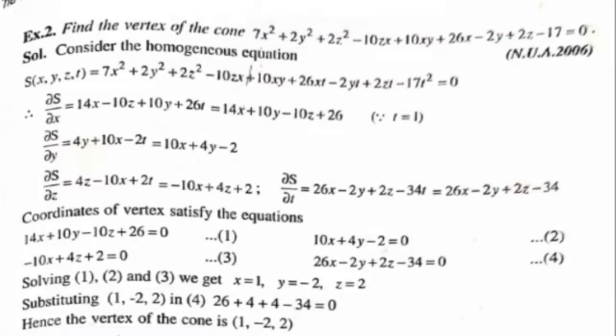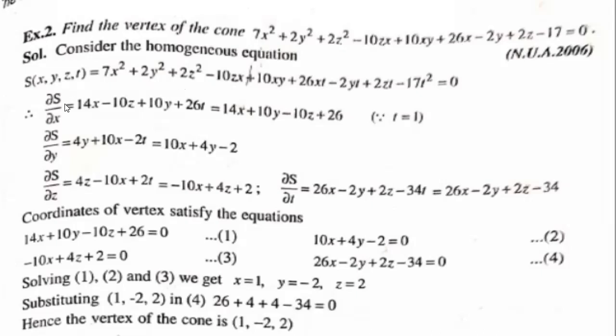Now consider the homogeneous equation. What is a homogeneous equation? S of x, y, z, t, that is nothing but this equation. We have to homogenize. For the beginning terms, that is x square, y square, z square, and minus 10zx plus 10xy, there is no need of multiplying with t or t square. When it comes to 26x, in order to make it power 2, we consider 26xt minus 2yt plus 2zt minus 17t square equal to 0.